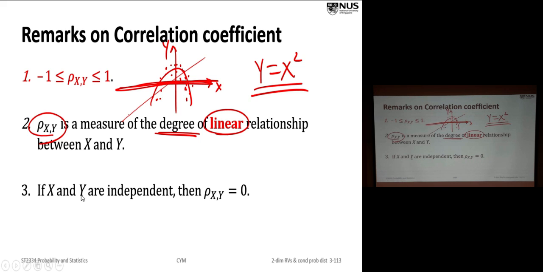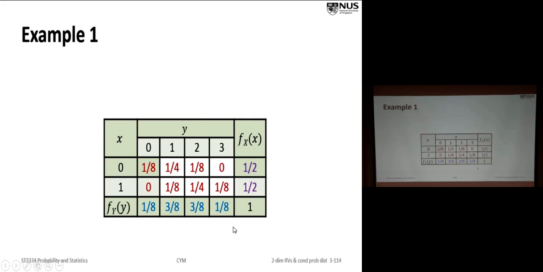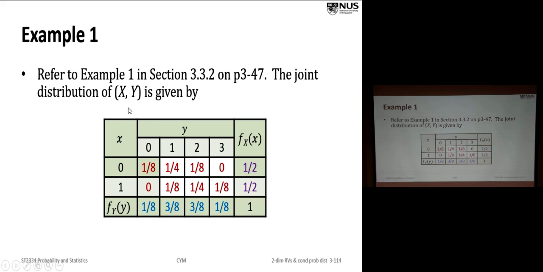And if x and y are independent, then this implies the covariance of x and y is equal to 0. This implies the correlation coefficient is equal to 0. But on the other hand, a correlation coefficient equal to 0 does not imply independence. Okay, here is an example.